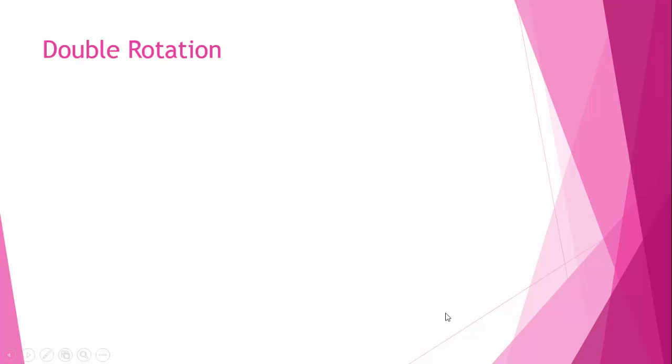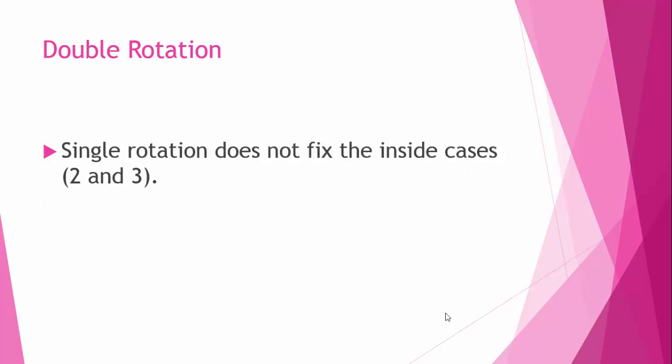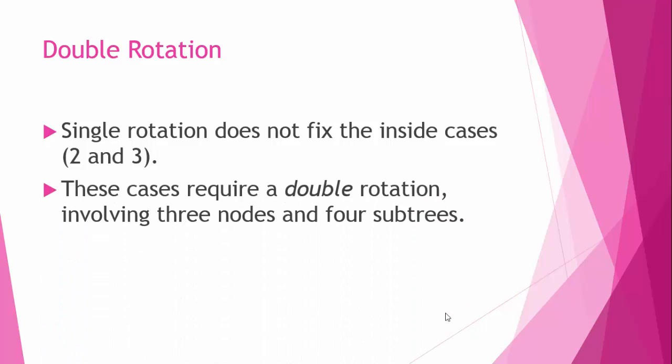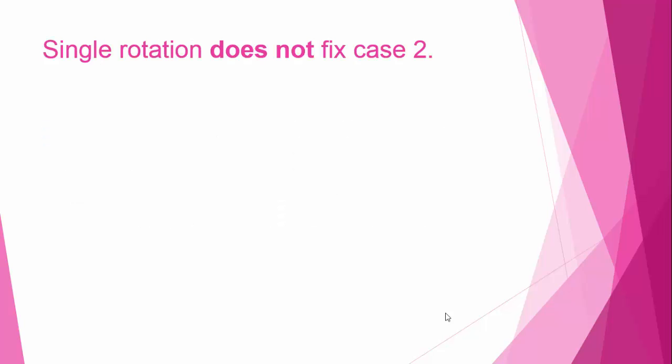Okay, now we move to the second kind of rotation, which is double rotation. A single rotation that we discussed before does not fix the inside cases 2 and 3. So in these 2 cases it is required to do another kind of rotation, which is called double rotation. This operation involves 3 nodes and 4 subtrees.